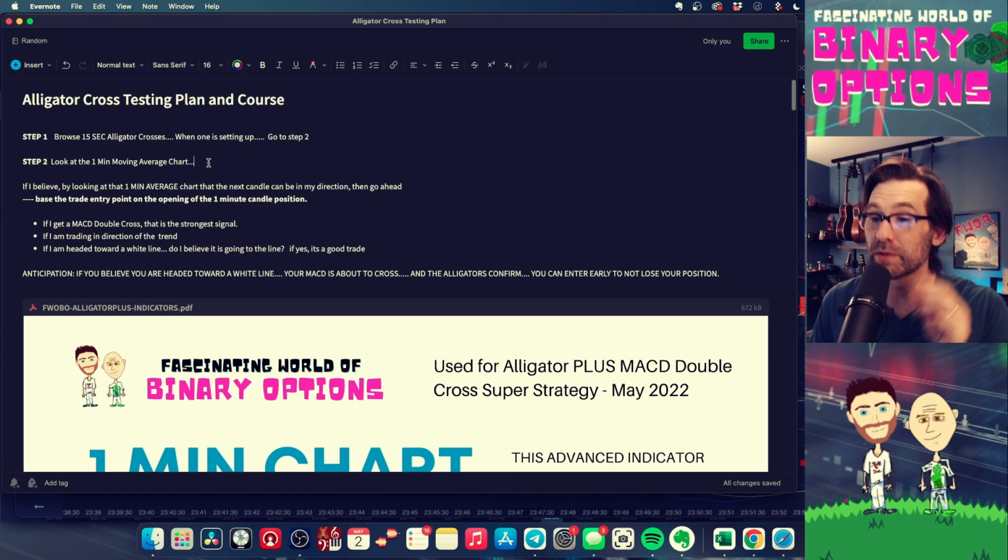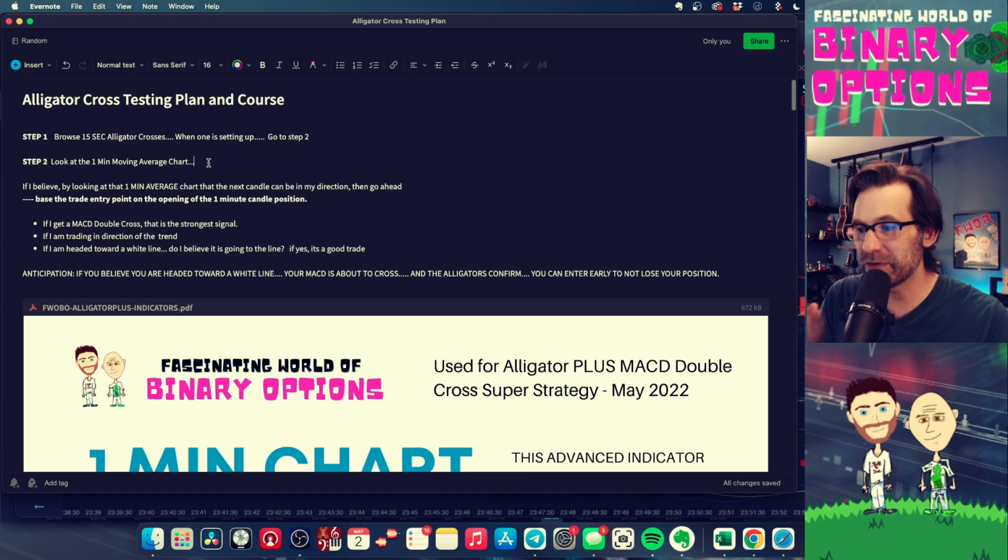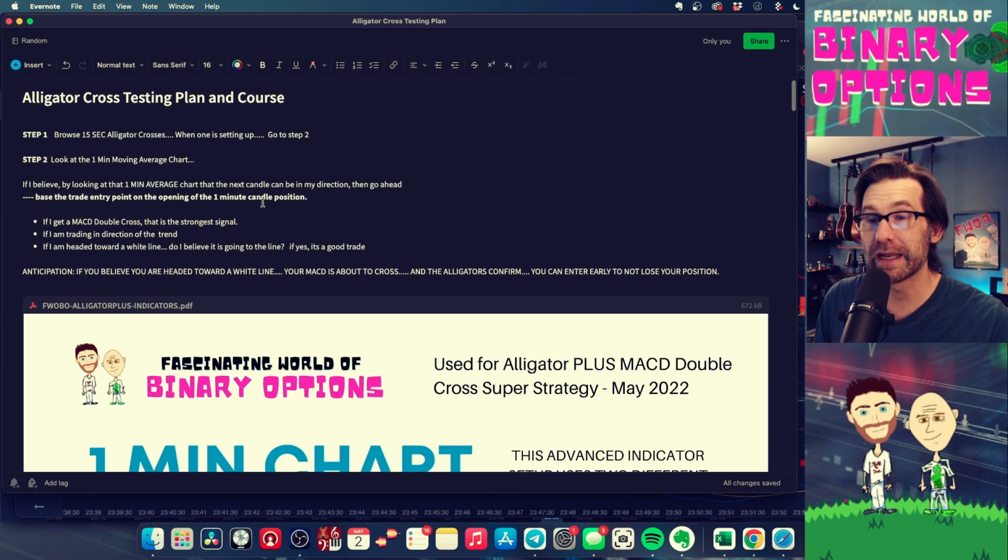Now, a lot of YouTubers out there are just saying every time the alligator crosses like this, you just do this. I did try that, and it seemed to work sometimes, and not others. We noticed in our trading together, Todd and I, that if you obey the 1-minute rules, like if you're approaching a white line, don't take the trade, if you're going against the trend, don't take the trade, things like that, then the alligator cross method becomes much, much more accurate.